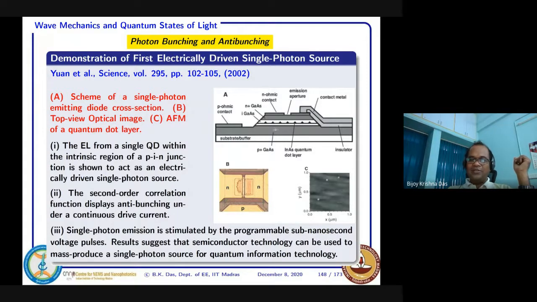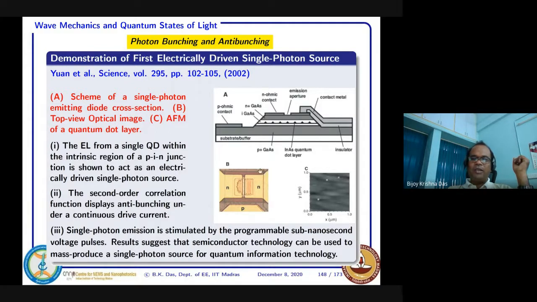Since many quantum dots will be grown, after growth you can find out the regularity and periodicity of the quantum dots. Depending on that, you can create some kind of aperture through which photons will be emitted and can be collected. That is called the emission aperture.